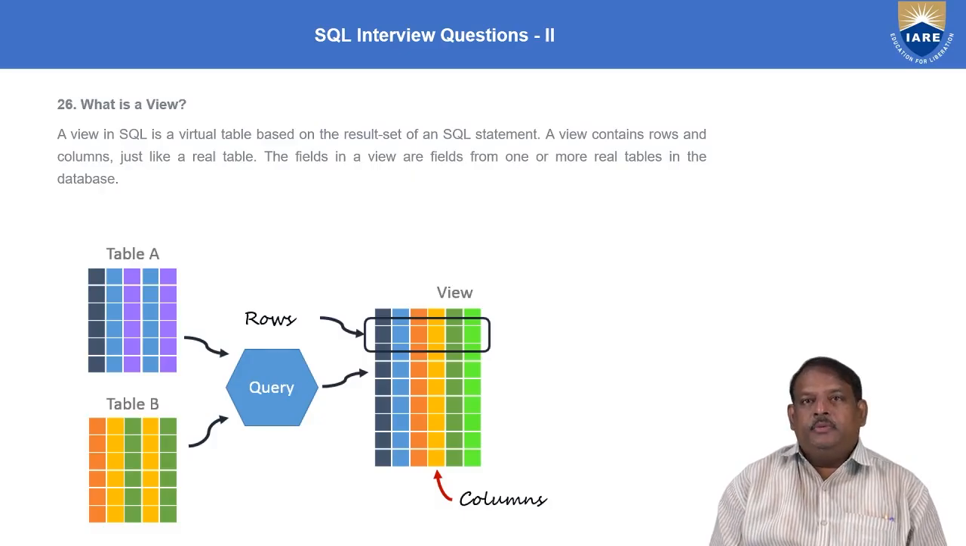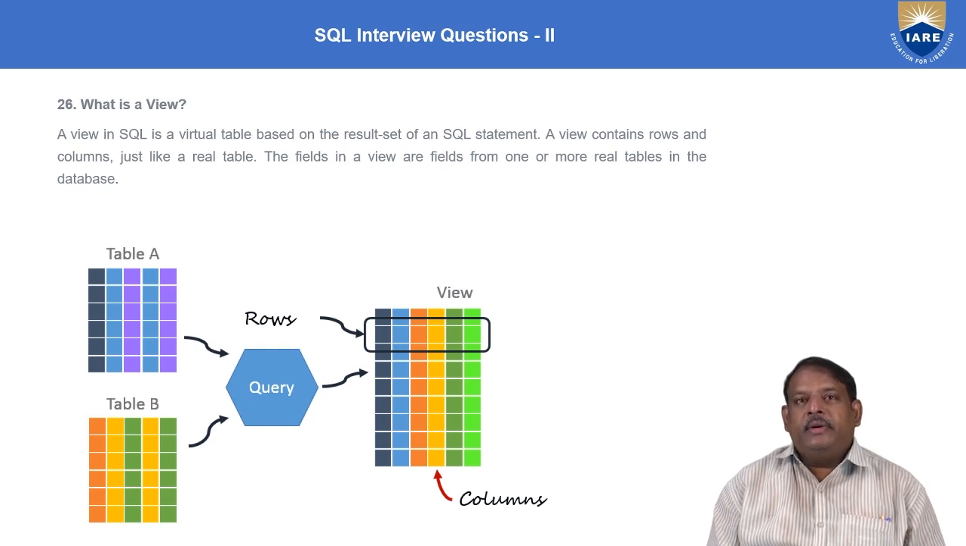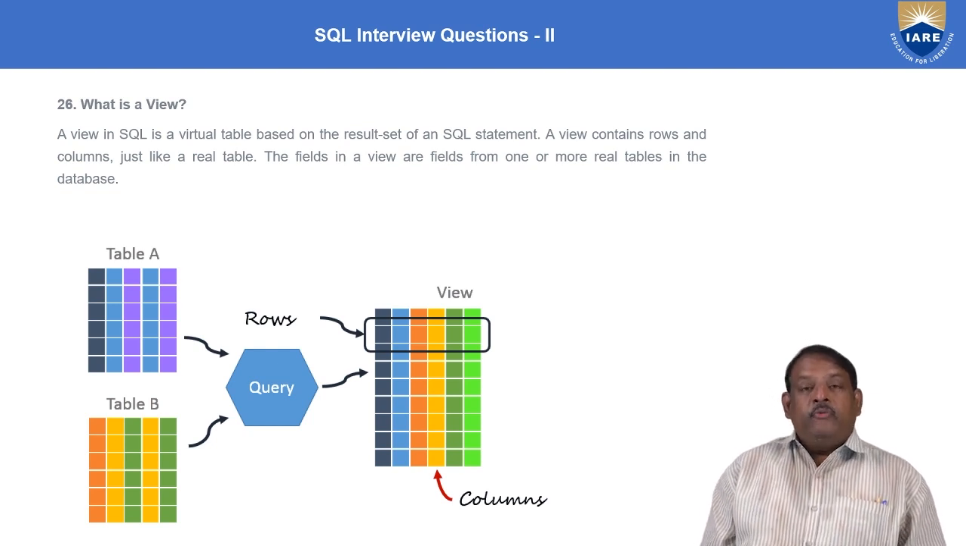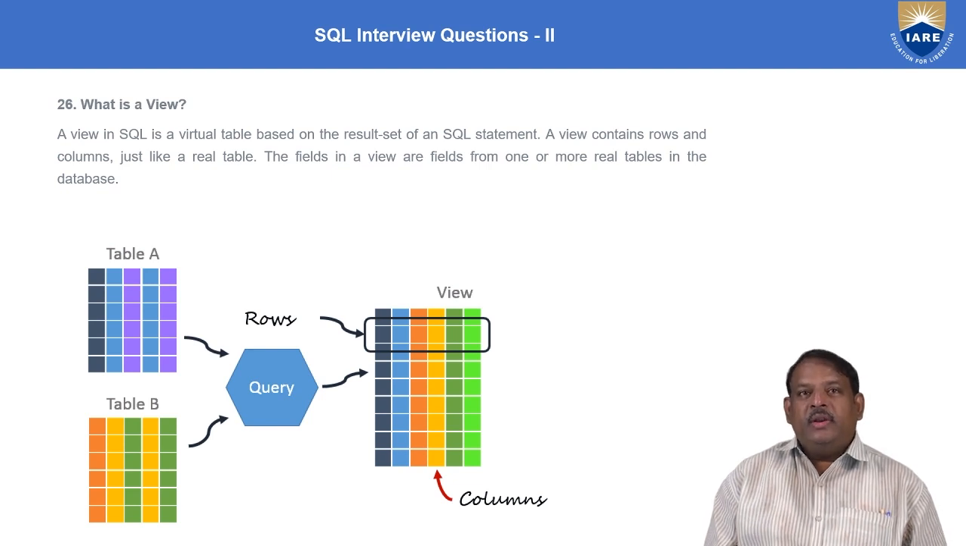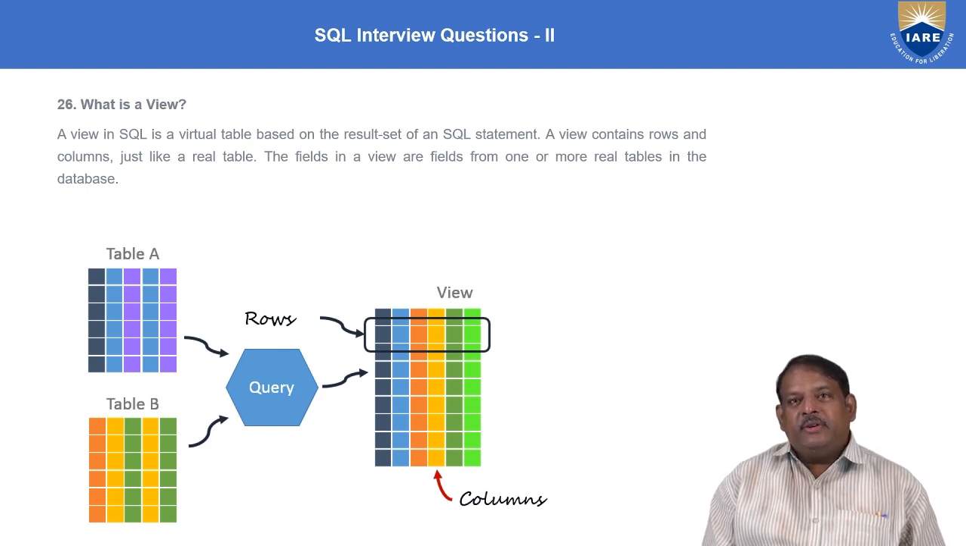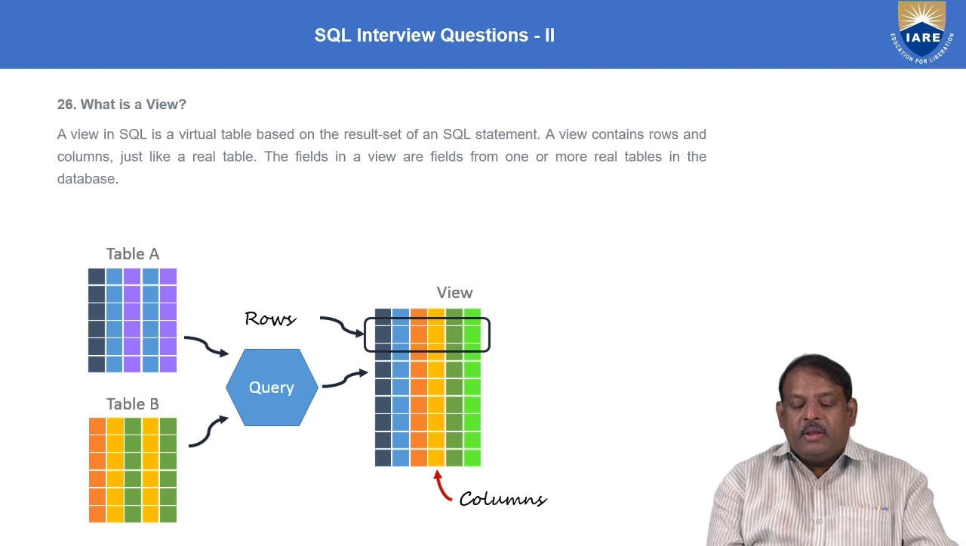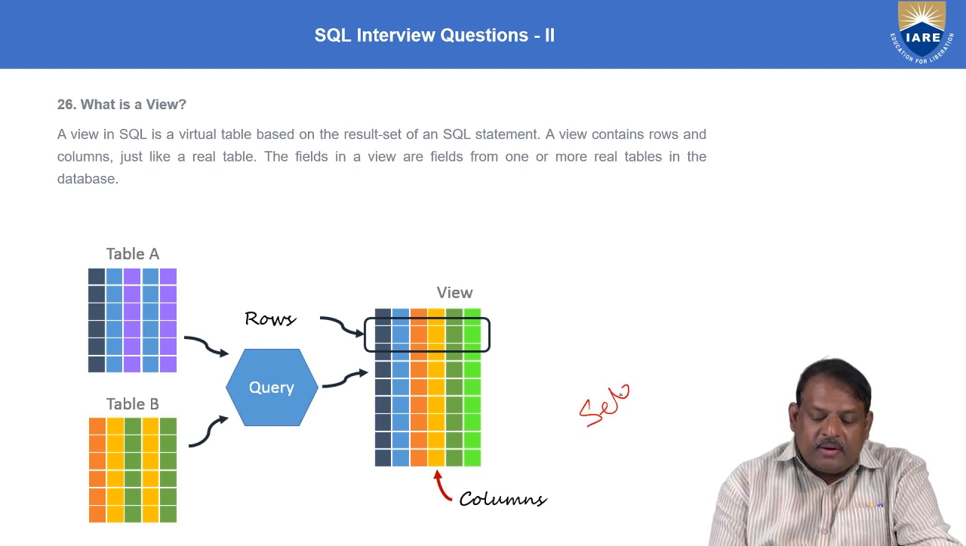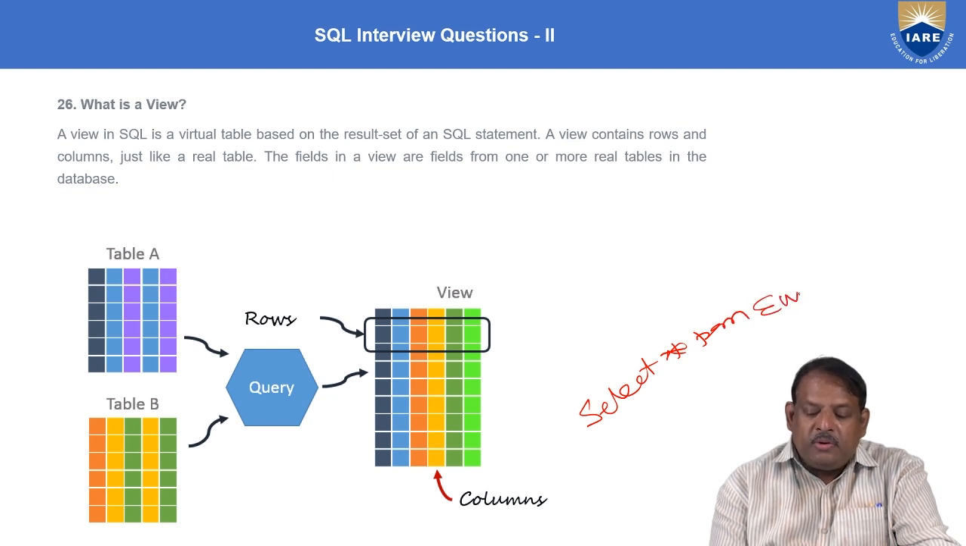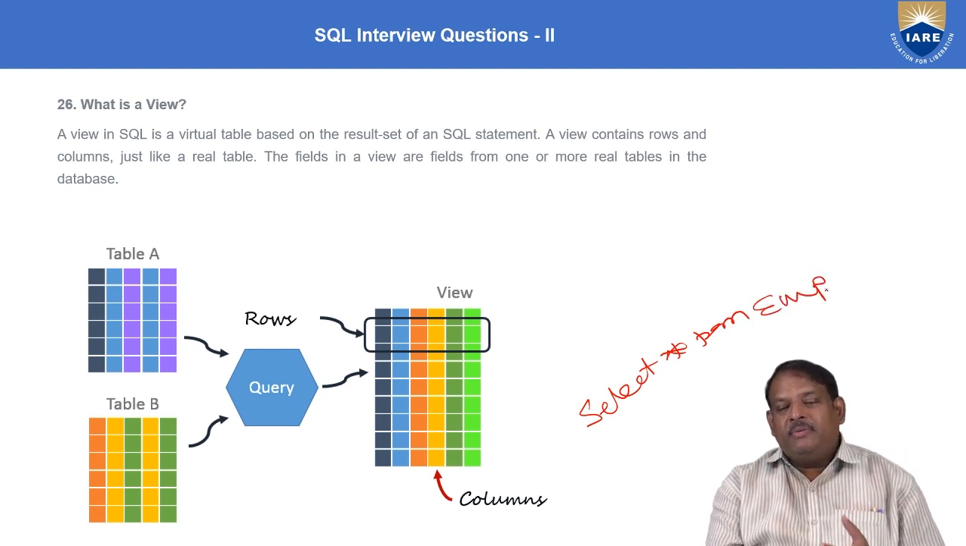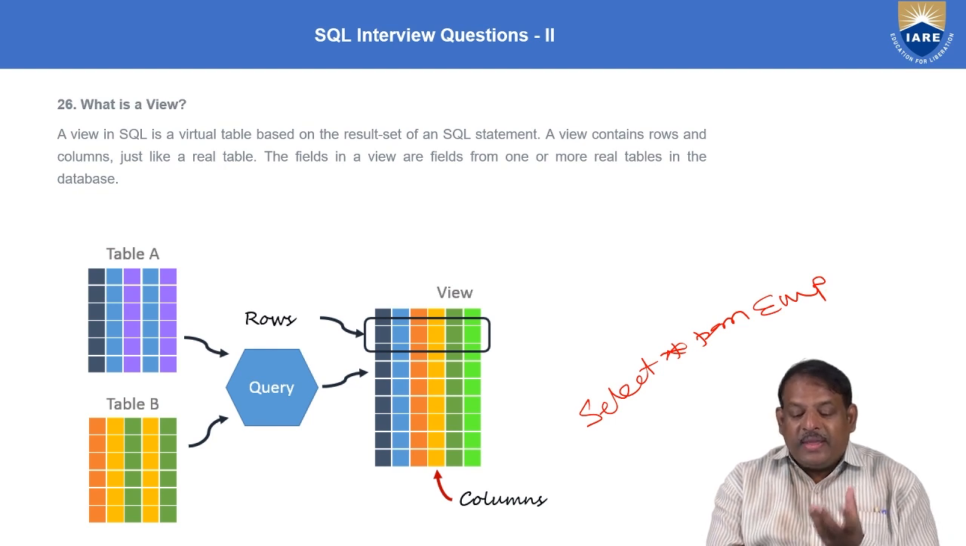What is a view? What is a view in a SQL or a DBMS database? A view in SQL is a virtual table based upon the result set of an SQL statement. You write select star from EMP. This is going to give you some results. Suppose there are 100 records, you get 100 records. That result set is a virtual table.